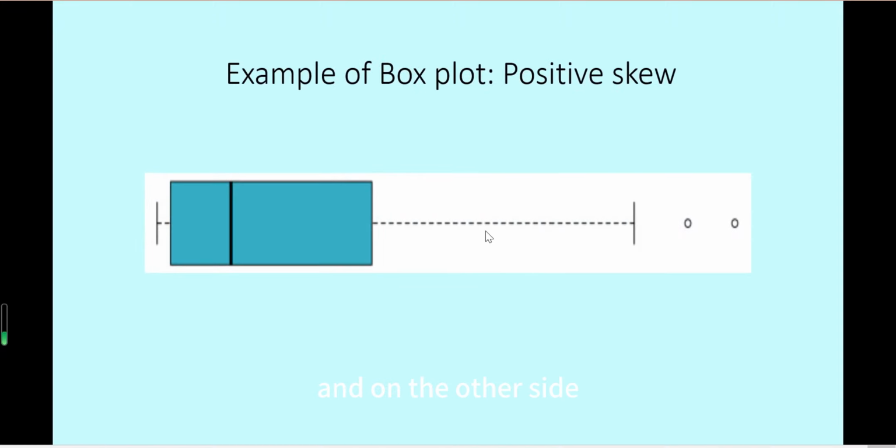And on the other side, this box plot shows a positive skew because this data has a long tail on the positive side, on the higher value side. So this is the maximum and the outlier, and this is the whisker, 1.5 times this range, the interquartile range.